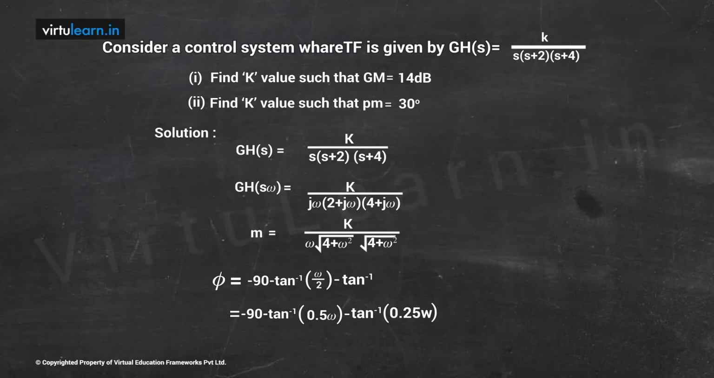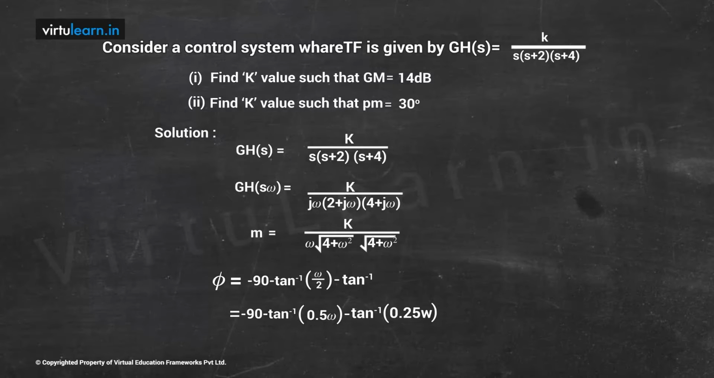M is equal to, we have numerator K as it is, denominator is omega, under root of 4 plus omega square, under root of 16 plus omega square. So for the magnitude, the phase angle is, numerator I have K, therefore the phase angle is 0 only. For denominator, for j omega it is minus 90, so the phase angle is minus 90, minus tan inverse omega by 2, minus tan inverse omega by 4, or you can write minus 90 minus tan inverse 0.5 omega minus tan inverse 0.25 omega. So magnitude and phase angle expressions are ready now.